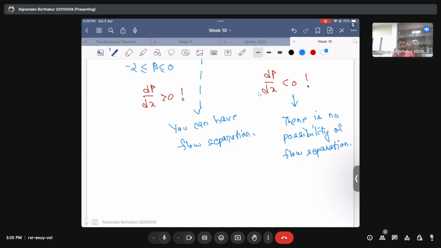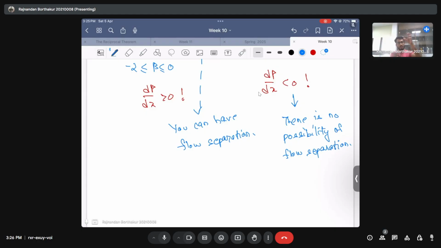Okay, so that's the idea behind what happens if your dp/dx is less than 0 or greater than 0. So the bottom line is that you need to have knowledge of the velocity profile. Use the velocity profile and apply Euler's equation in the inviscid region, which is outside the boundary layer, and then see what your dp/dx is, because since your pressure is not a function of y, your dp/dx in the inviscid region is the same dp/dx that you will get in the boundary layer.